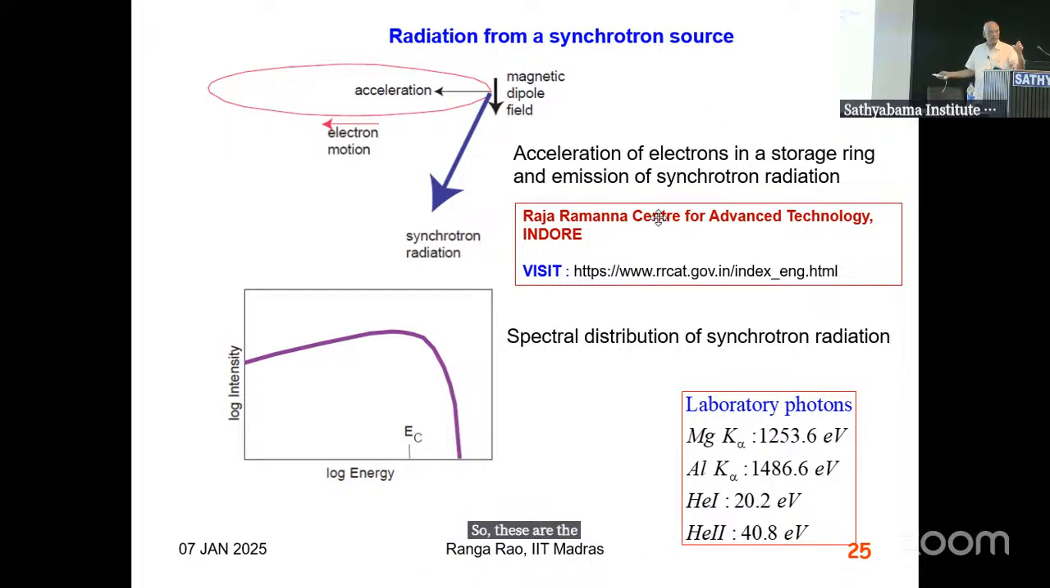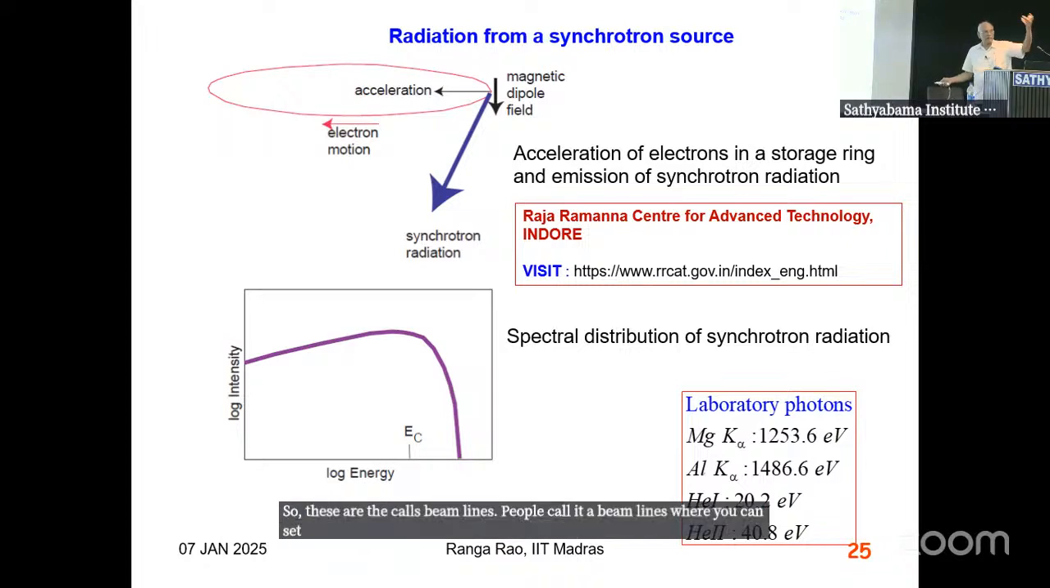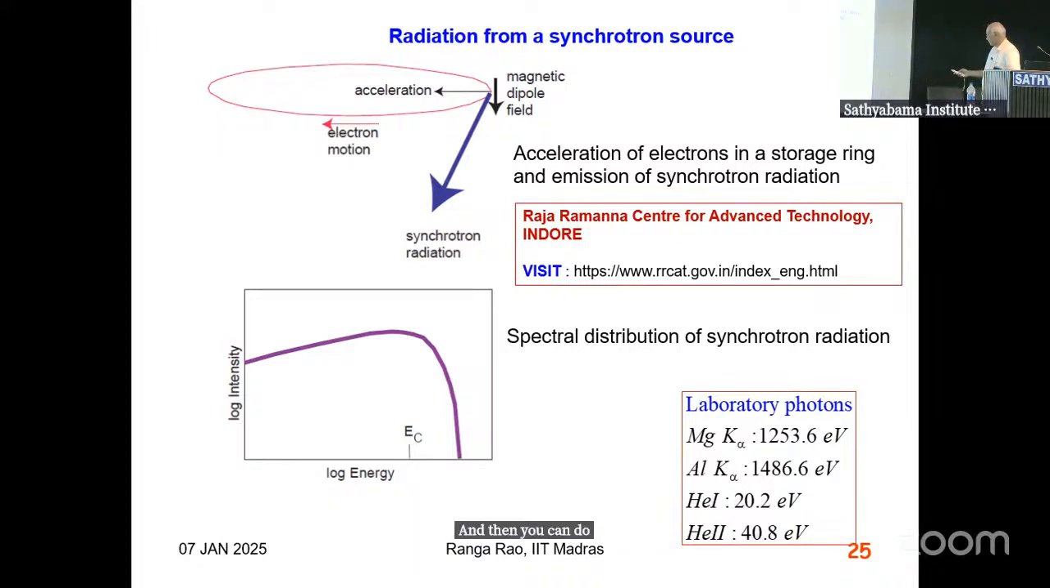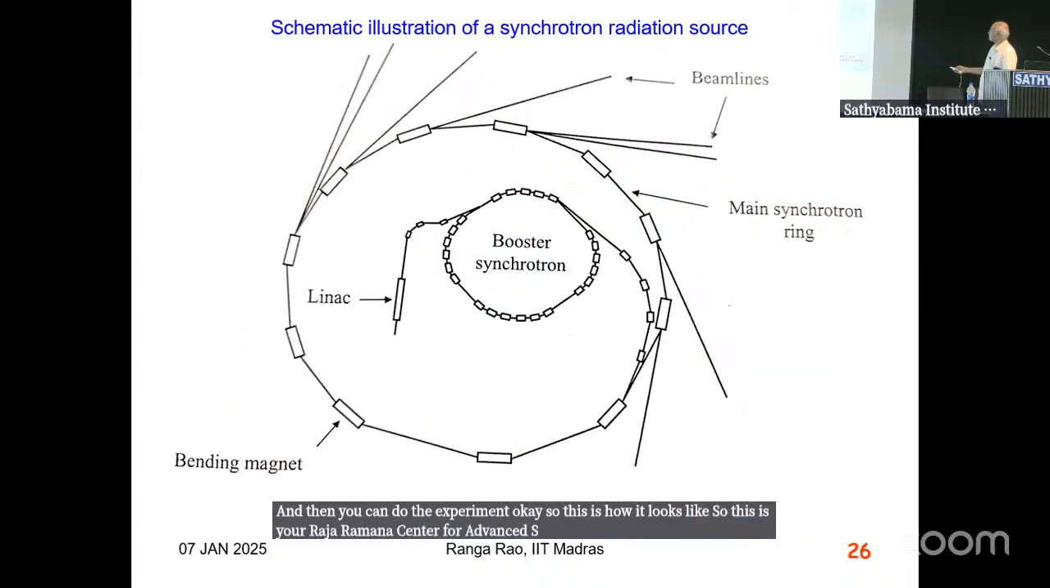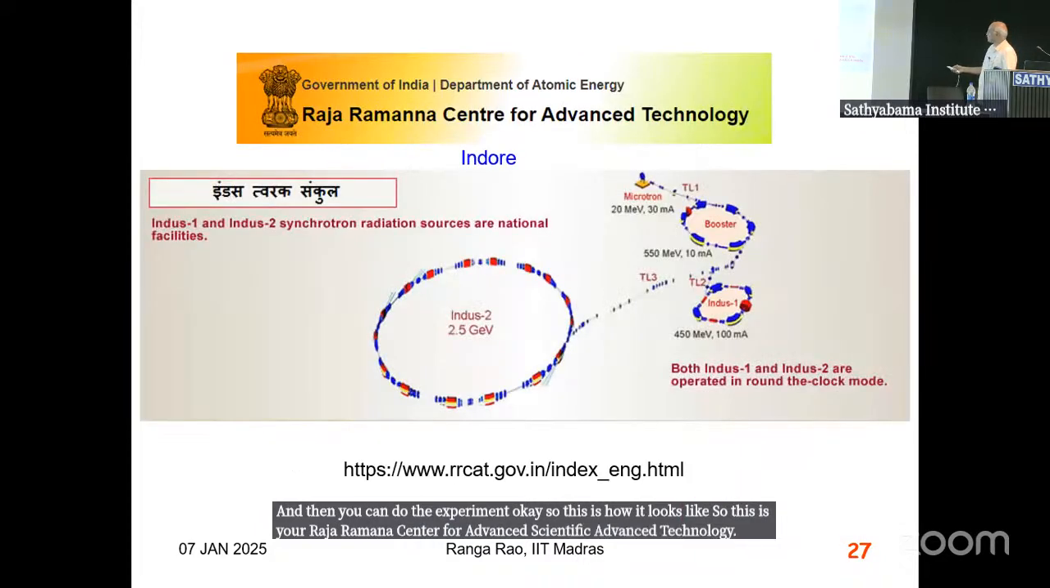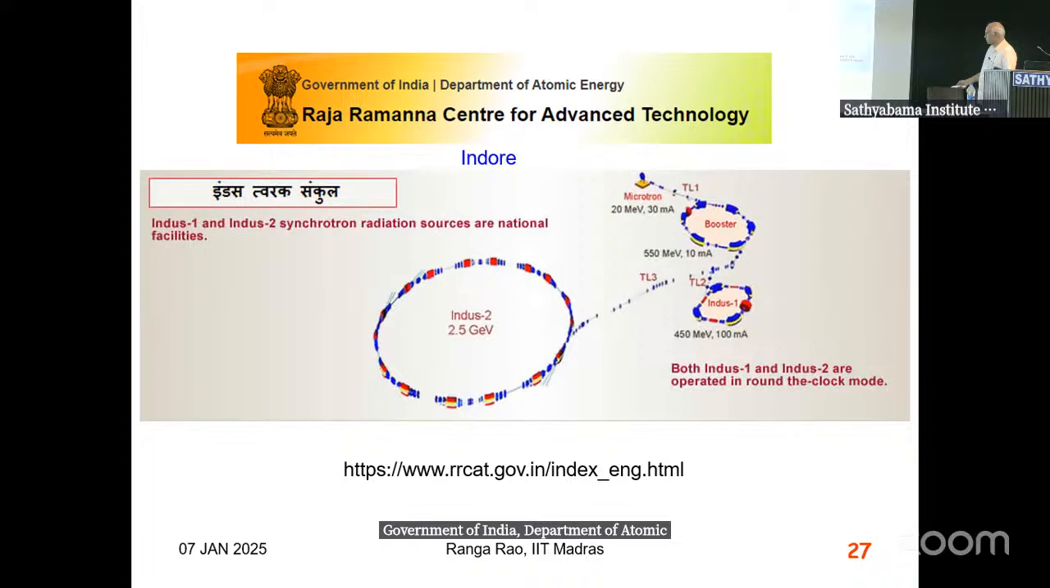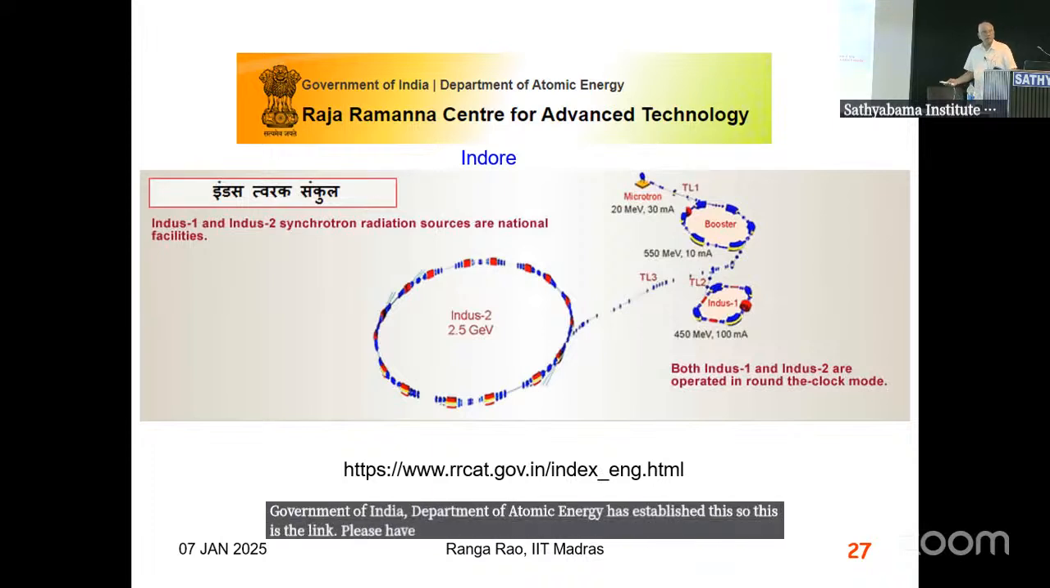People call them beam lines, where you can set up your experiment: XPS, XRD, infrared, so many other experiments can be set up there, and then you can do the experiment. So this is how it looks like. This is the Raja Ramanna Centre for Advanced Technology. The Government of India, Department of Atomic Energy, has established this. So this is the link. Please have a look at those links. That will be very useful. As students, you should know that.